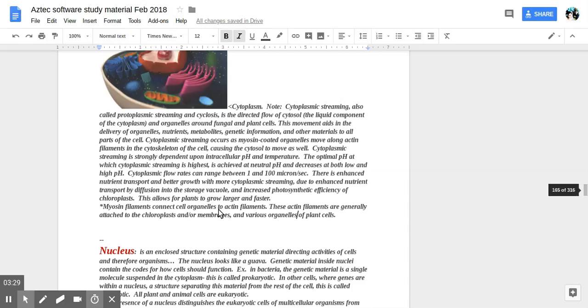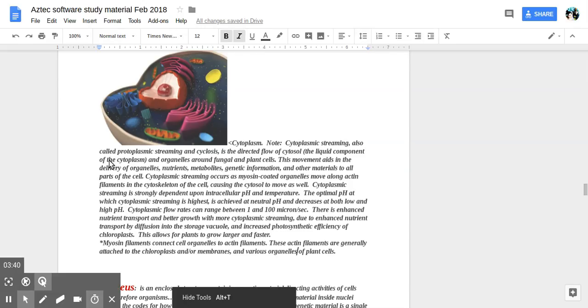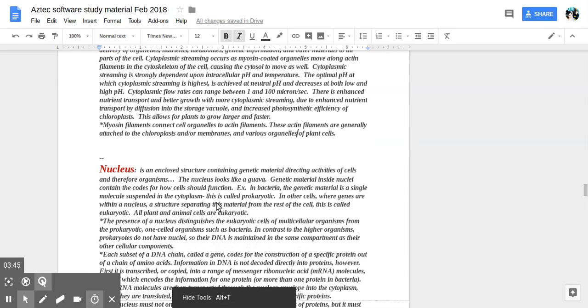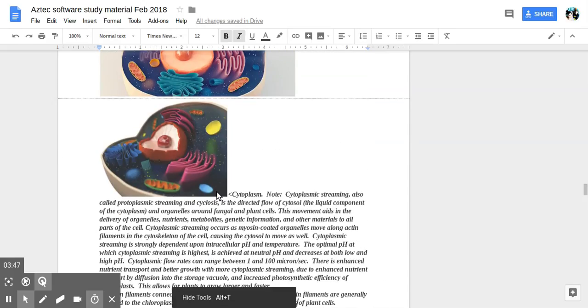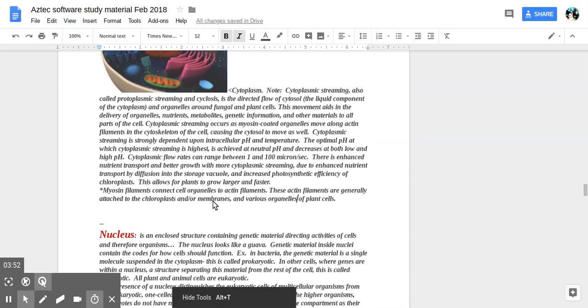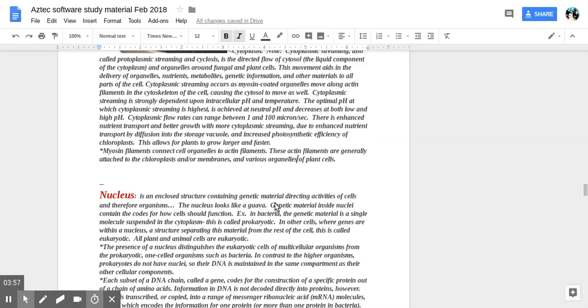Nucleus. Right there. The nucleus is an enclosed structure containing genetic material directing activities of cells, and therefore organisms. The nucleus looks like a guava. Genetic material inside nuclei contains the codes for how cells should function.